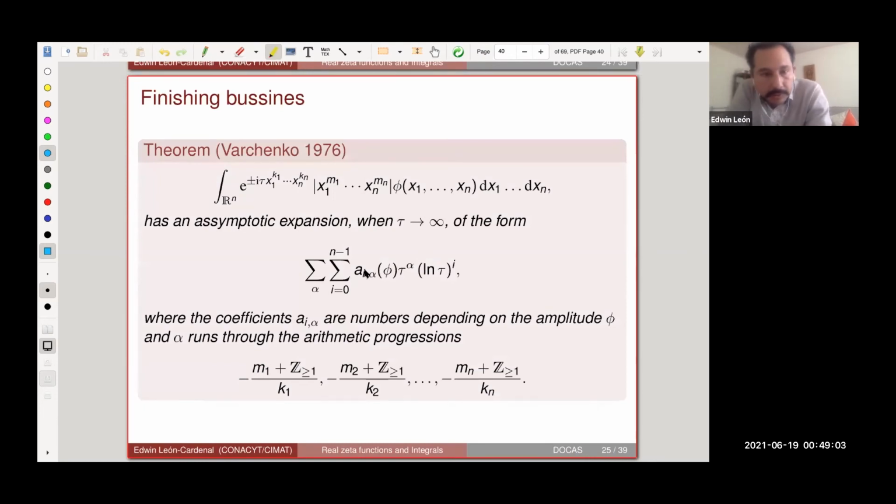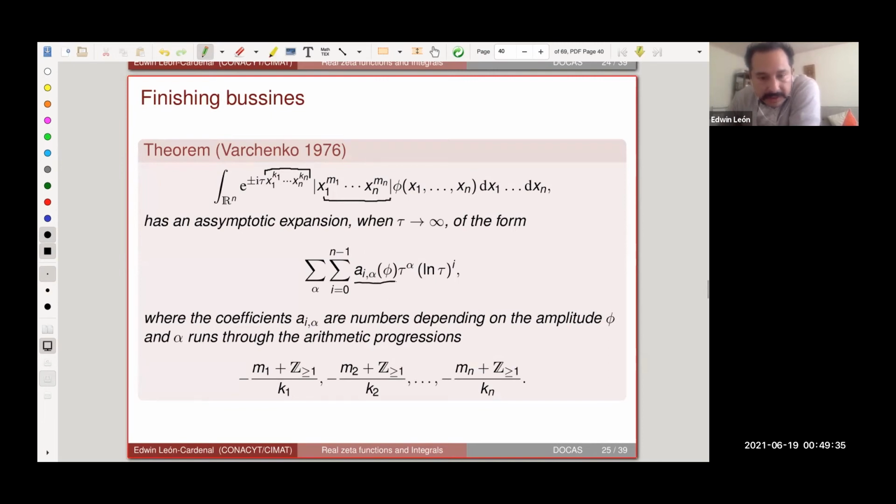Okay. So let's finish the business that we were dealing with at the beginning. That was the estimation of the oscillatory integral for a monomial. So Varchenko proves the following: the integral with the monomials, the thing that Jean Quartier proved at the beginning, this is the monomial here and the other monomial here. This integral has an asymptotic expansion of the following form.